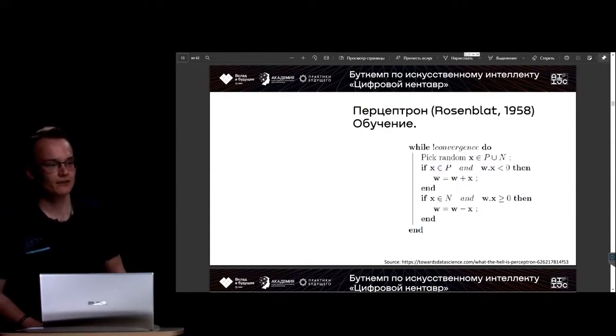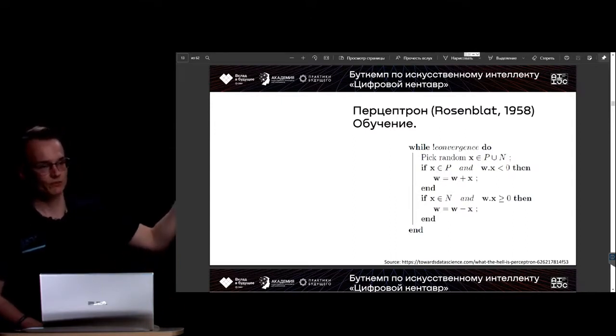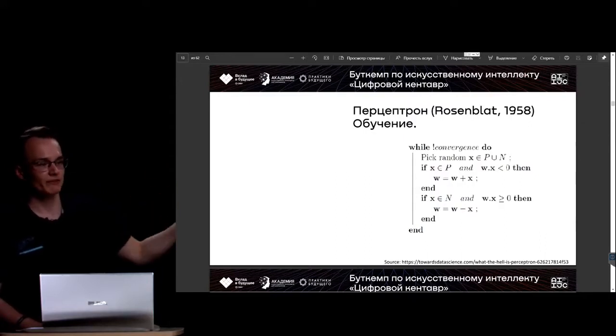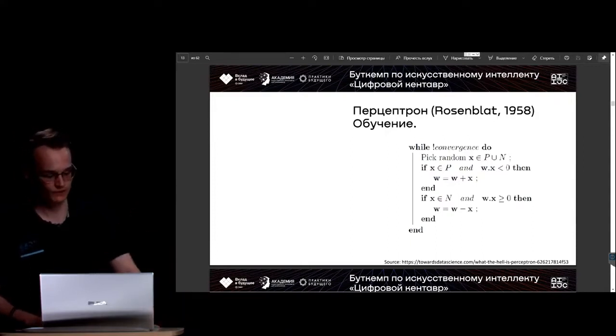You don't have to go too deep into it. I will not tell about it, but the thing which I want you to understand is that it is iterative. So we make some updates to our weights until we decide that we're good and we already got good weights.